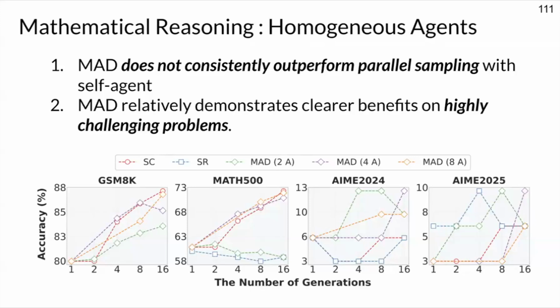So here, for example, in the case of homogeneous agents, changing the models into a multi-agent framework does not consistently outperform parallel sampling with a single agent. But there are still some benefits coming from it. Namely, MAD relatively demonstrates clearer benefits, especially when the problem is more difficult.